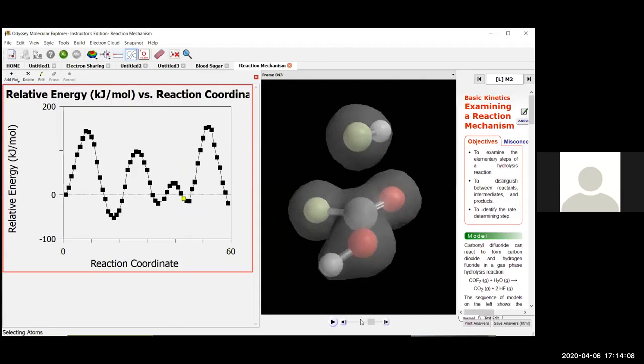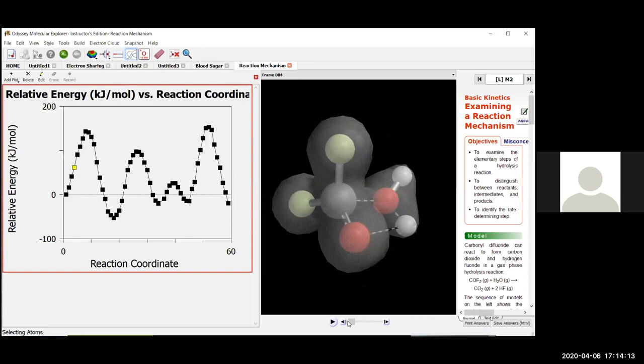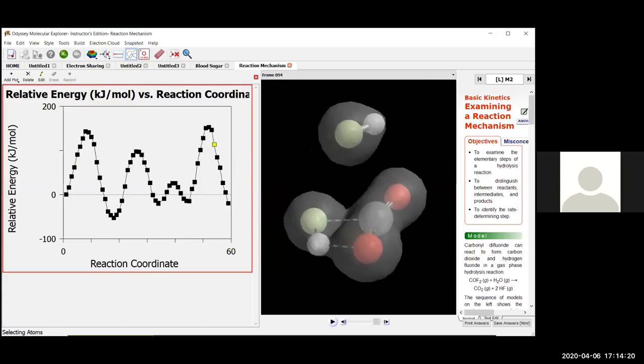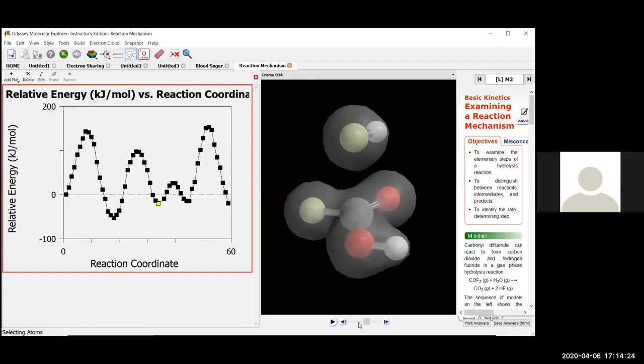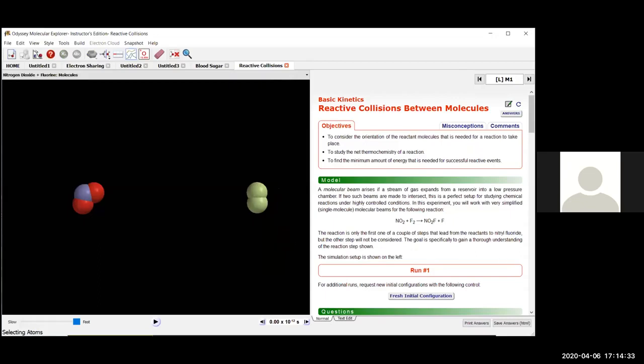There are no fewer than 4 transition states and 3 intermediates in this, for a superficially so simple reaction. You can now analyze that in terms of, you know, is it exothermic, endothermic, what are the activation barriers for the various steps, and so on. Another kinetics example, if I go back here, is reactive collisions between molecules. It's the previous teaching unit in the labs page of the program.